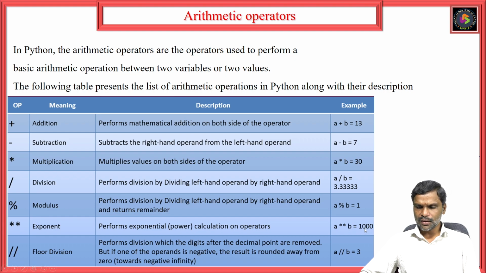It should be 100 actually, so here it is a typing mistake. It should not be 1000 but 100. 10 square, 10 into 10 it becomes 100. So this is the exponent form.